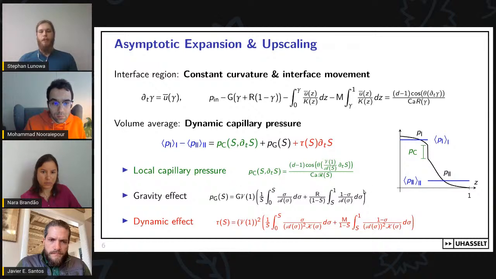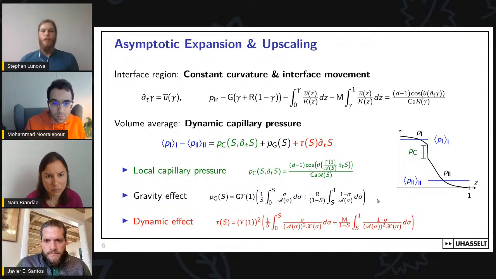Then you have a gravitational term coming in from the different density of the two fluids. And finally, you get exactly this type of dynamic effect you have on larger scale, tau of S, dTs, depending then on the viscosities, the permeability, and so on. So from a pore scale, simple 1D model, we can actually see why these terms appear even in a single pore.